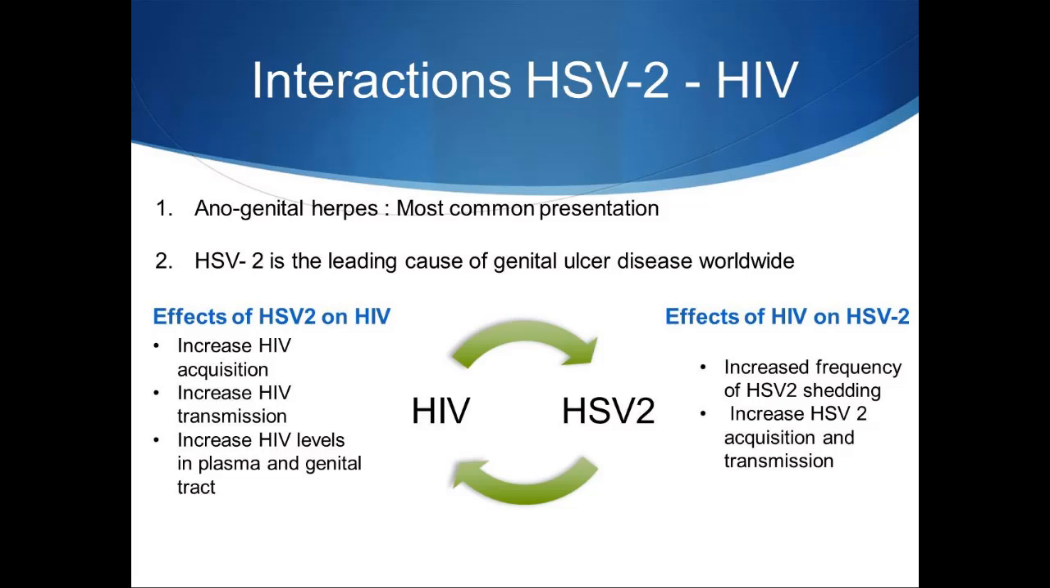There were a lot of studies that reviewed the interaction between HIV and HSV2, and they were able to find that HSV2 leads to increased viral shedding of HIV, leading to increased HIV acquisition, increased HIV transmission, and increased HIV levels in plasma and genital secretions. Similarly, HIV causes increased frequency of HSV2 shedding, increased HSV2 acquisition, and increased HSV2 transmission.